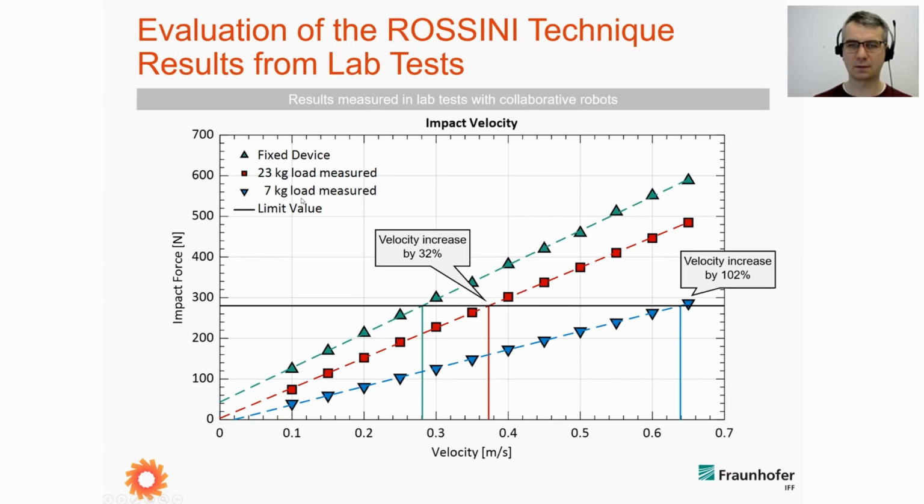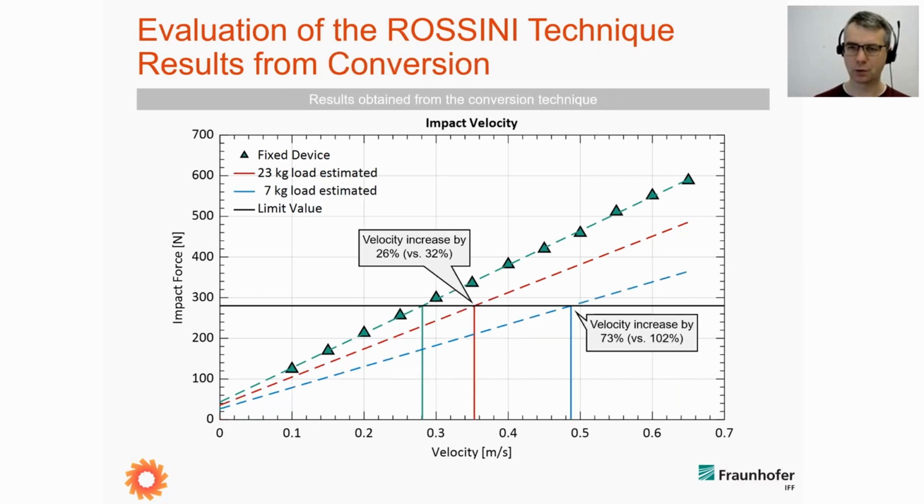And then we did some tests with the movable device. We will receive the red curve if the device has a weight of approximately 23 kilograms, and for 7 kilograms, it's the blue curve. What you can already see here is that we will observe a significant increase in velocity if we make the PFMD movable. But movable means more effort, which needs to be put into these measurements. That's why we want to go with our conversion technique.